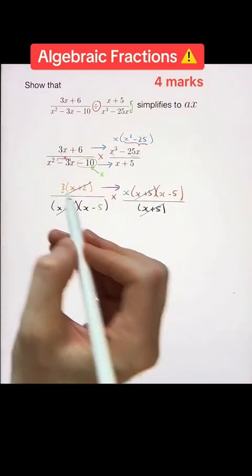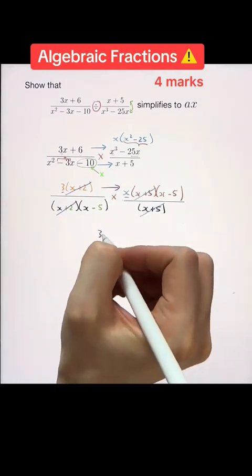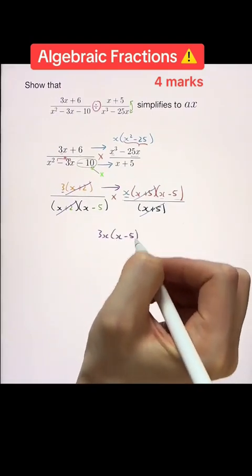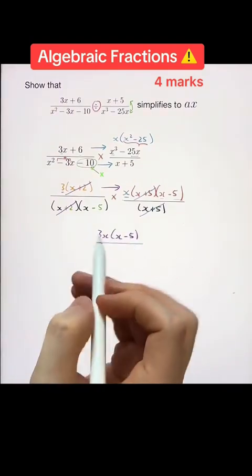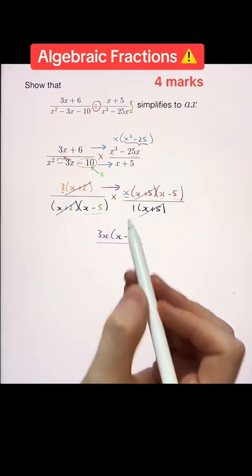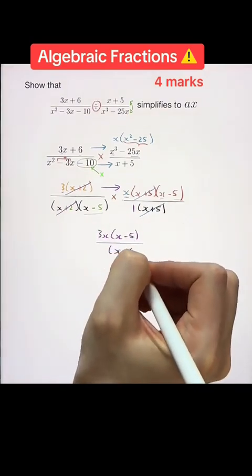On the top here, I've got 3 multiplied by x, which will give us 3x, and it's still multiplied on top by the single bracket of x minus 5. On the bottom here, I've got x minus 5. As this is cancelled, the only thing left now is 1. x minus 5 times 1 is just going to give us x minus 5.